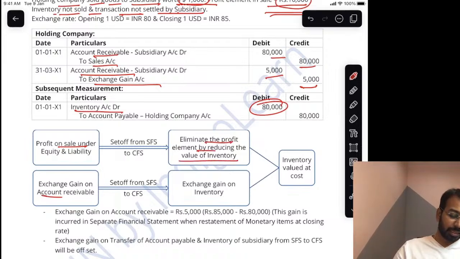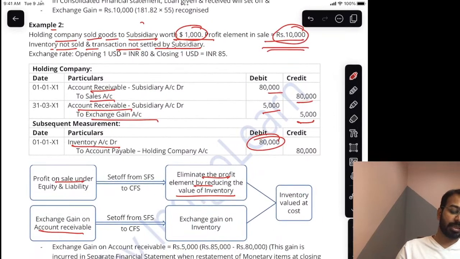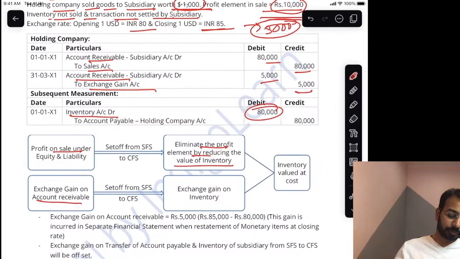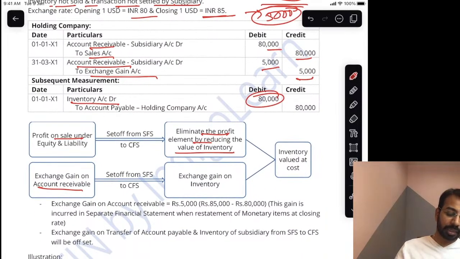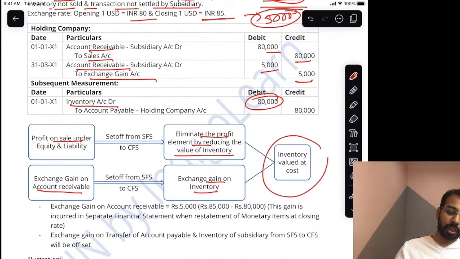Then the exchange gain on account receivable. There is an exchange gain on account receivable. What is the exchange gain on account receivable? It became from $1,000, it has become 85. So 80 has become 85. So you have 5,000 of gain. Now that gain will also be set off from the exchange gain on inventory. So finally, ultimately, you will value the inventory at cost.